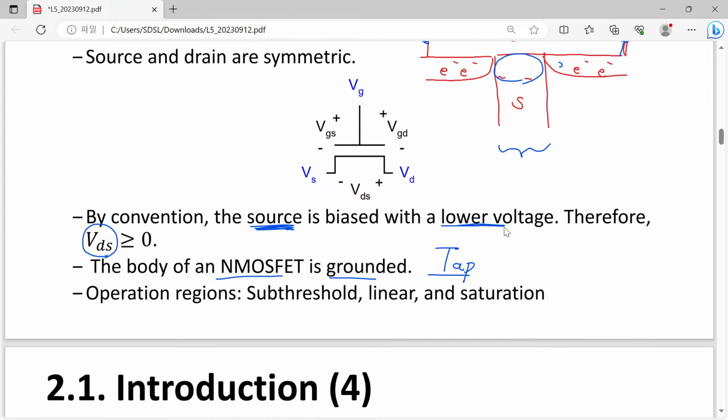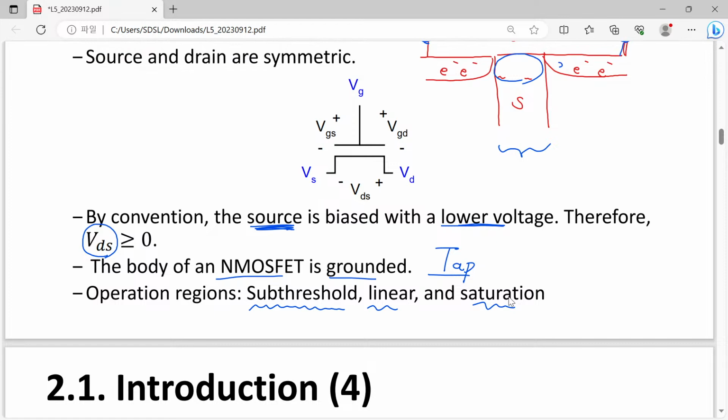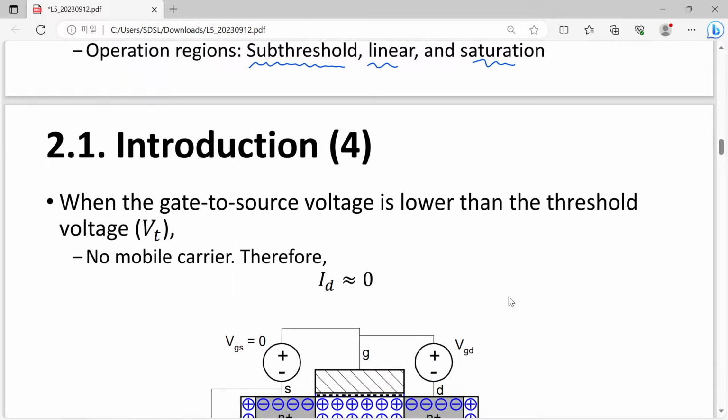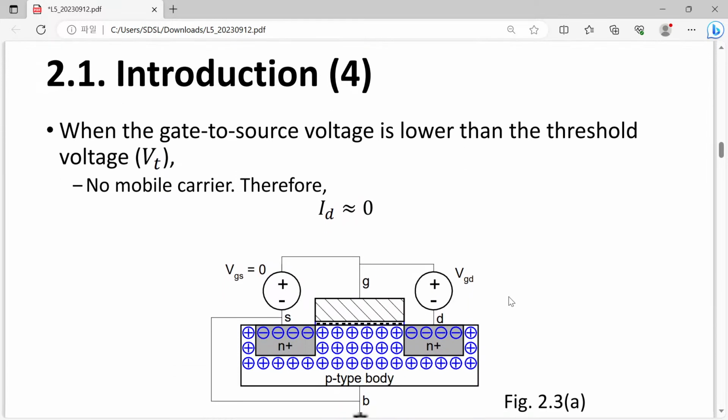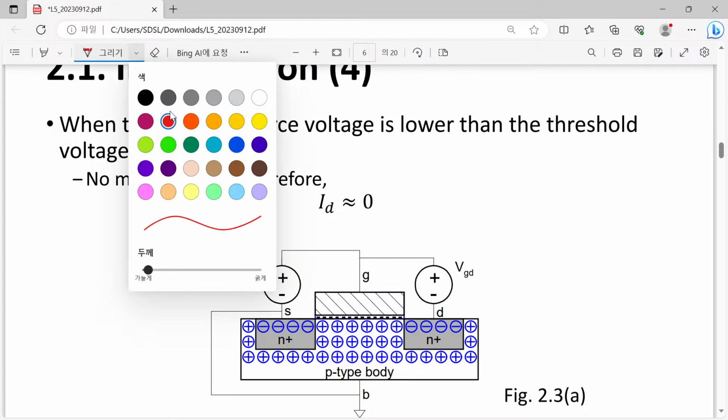So we will now talk about the operation regions called subthreshold, linear, and saturation. As much as I understand, some of you already heard about this one. However, some of you have not. So that's the reason why I want to repeat this one. This is seemingly obvious once again. So now let's go to that one.